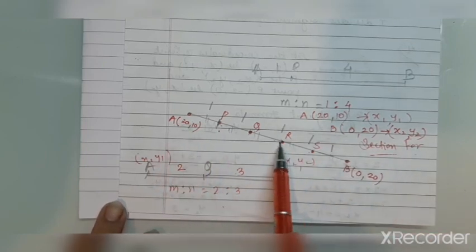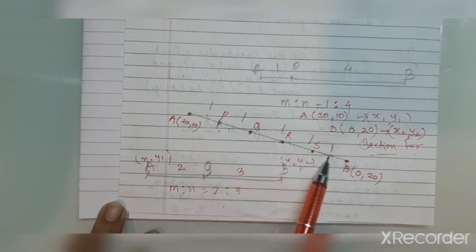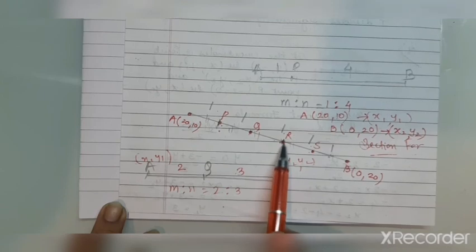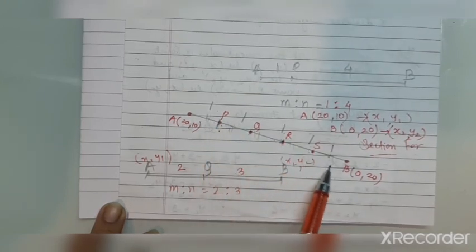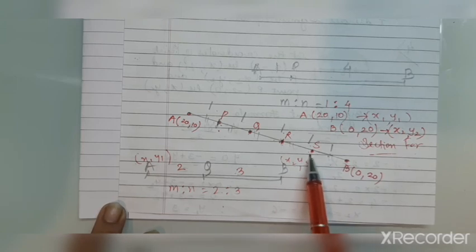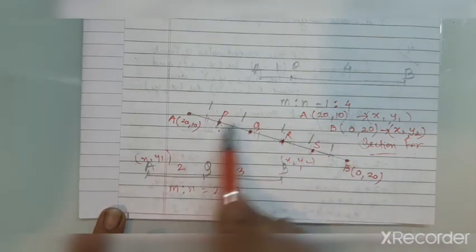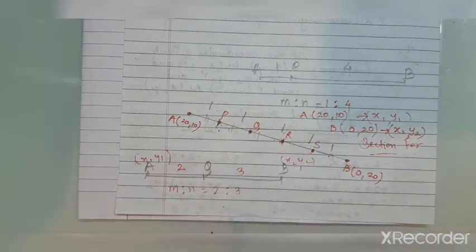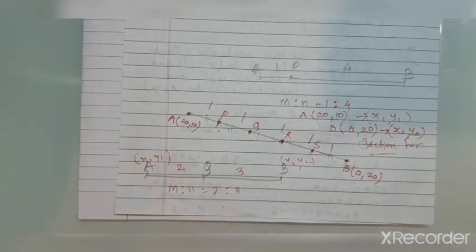When you come to R, the ratio will be 3:2. When you come to the point S, the ratio will be 4:1. In this way all 4 points you can solve by the section formula. So this also I have explained. You all have to do the calculation and complete the sum.